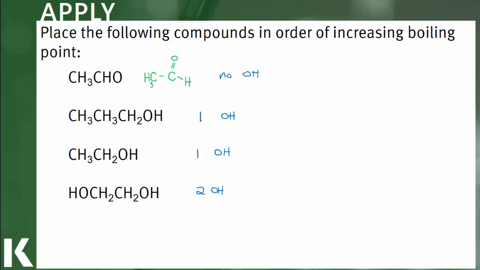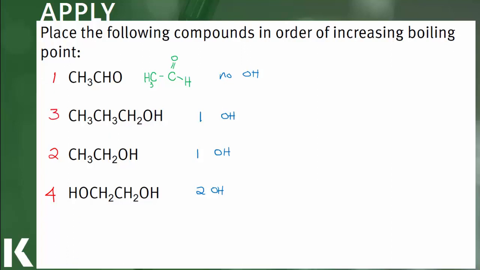Since the aldehyde at the top has no hydroxy groups, it will be the one with the lowest boiling point. Molecule 4 with 2 hydroxy groups will have the highest boiling point. We have a tie with ethanol and propanol. Recall that dispersion forces will break the tie when there are equal numbers of hydroxy groups. Since propanol is a larger molecule, it will have a higher boiling point, so ethanol will be ranked number 2 and propanol will be number 3.